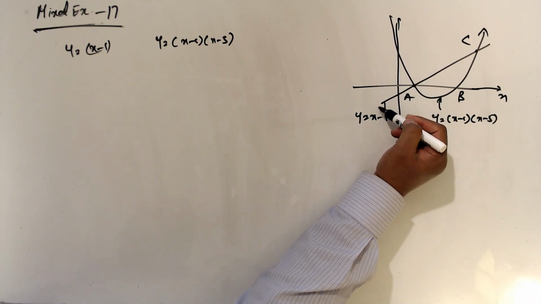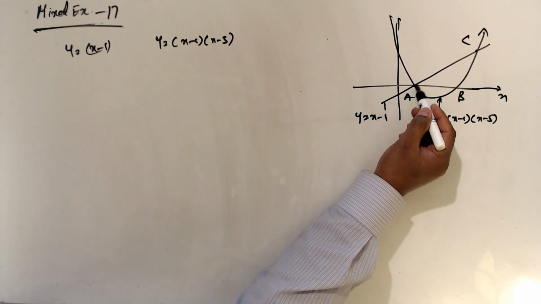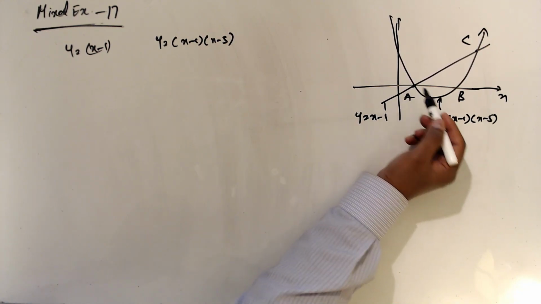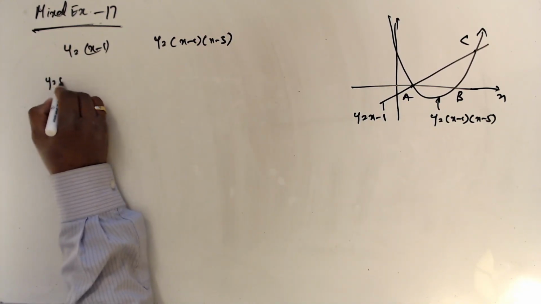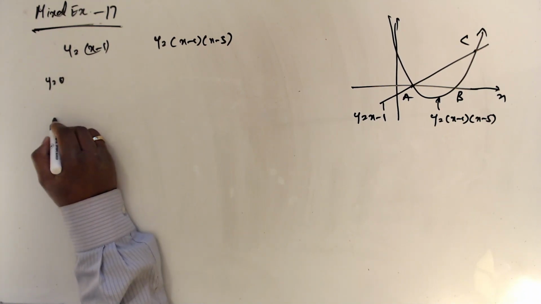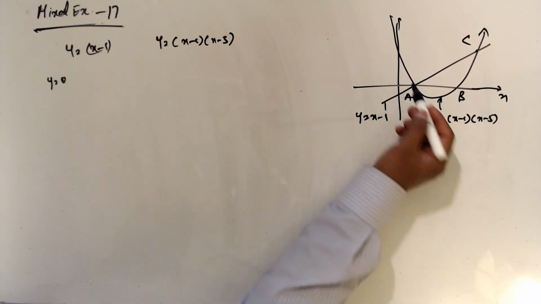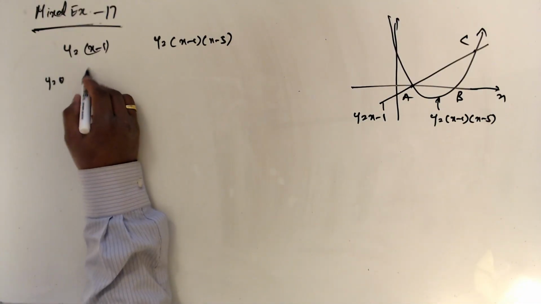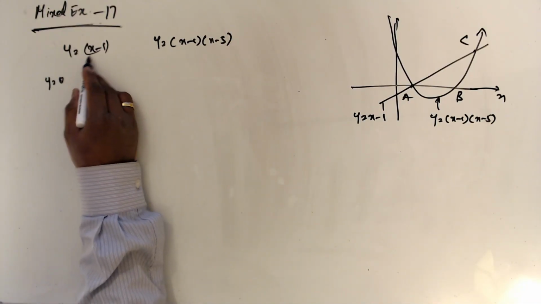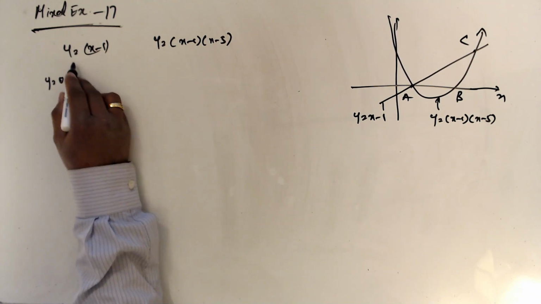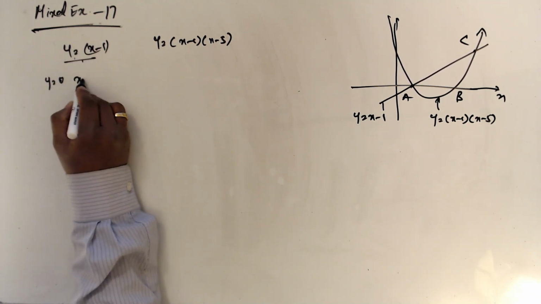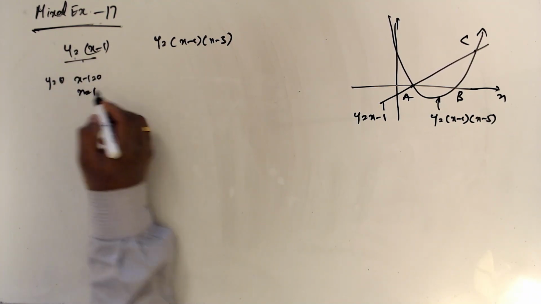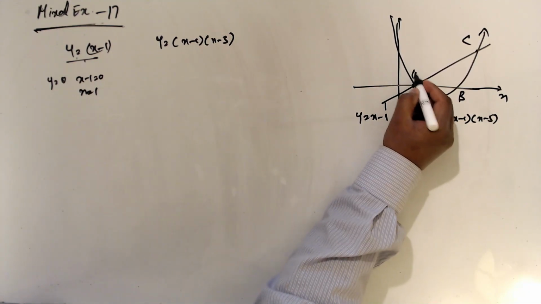This is y equal x minus 1. At this point, y equals 0 because it crosses the x-axis. Then I put y in here. So x minus 1 equals 0, x equal 1. So this is the point 1, 0.